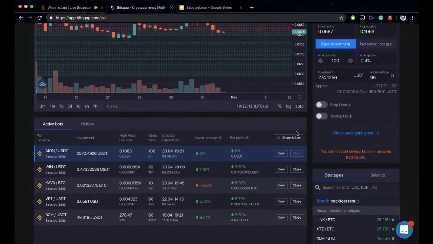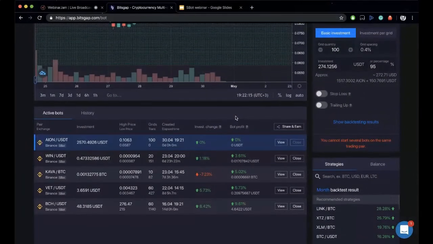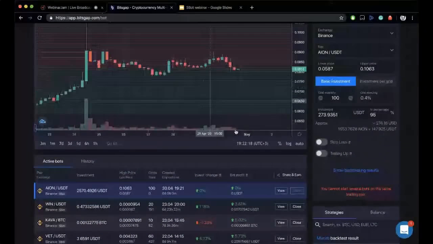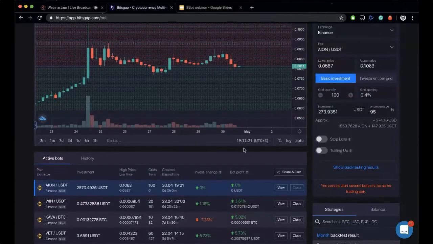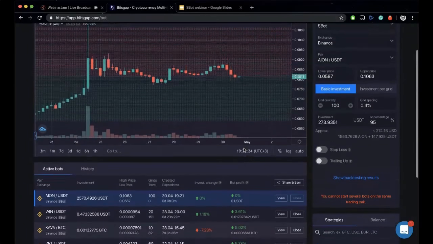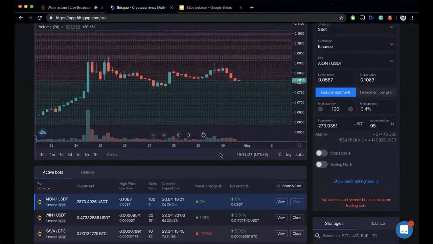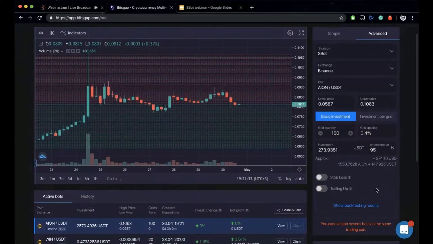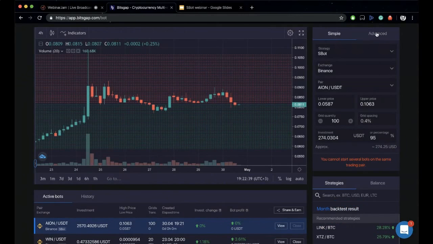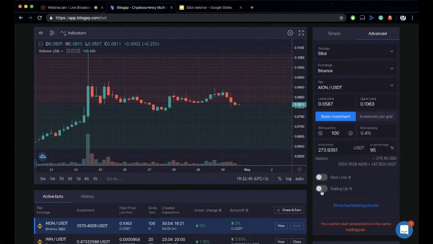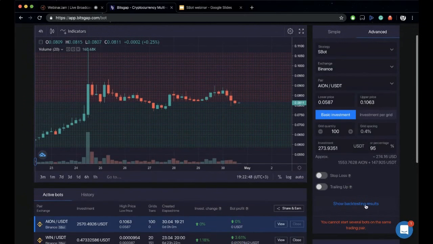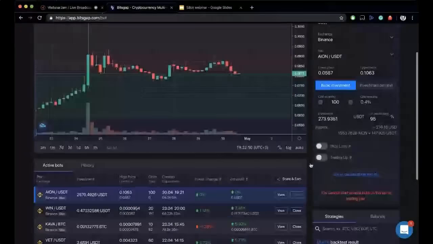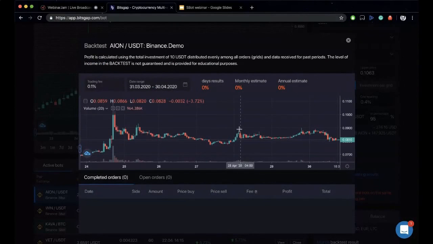The main thing to keep in mind is that in order to validate the quality of any automated trading bot, you should check the backtest results. So for this particular pair, ION trading to USDT, you can click on the advanced section. What makes the difference between simple and advanced is that in advanced, you can set the stop loss and trailing up function, and you can check the backtesting results. If we click on the backtesting results, here's what we get.